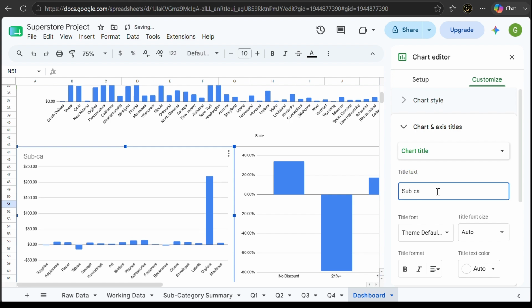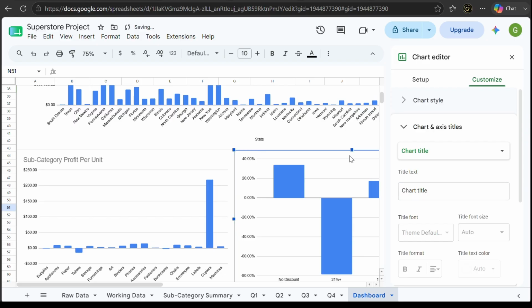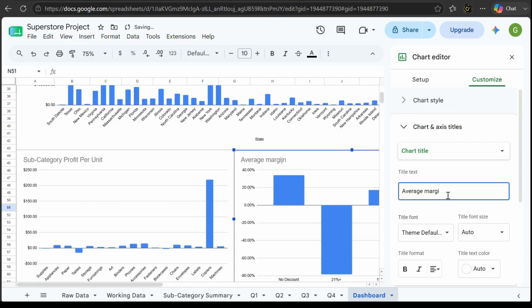So, subcategory profits per unit. Yep. And then the last chart is supposed to be, we're supposed to look at discount brackets, or average margin by discount brackets. Average margin by discount brackets. All right, so that'll be all.